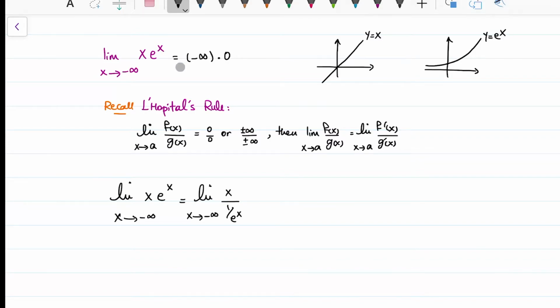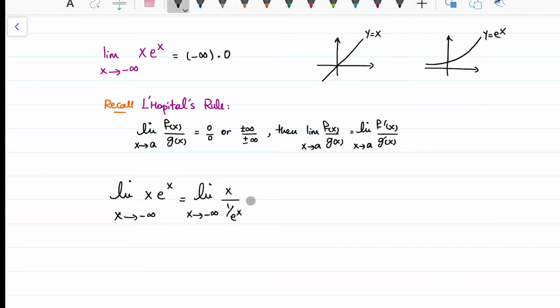So what did I do actually? I just brought e to the x to the denominator, and in that case I just flipped it. I wrote a fraction 1 over e to the x in here. Okay, so let me evaluate the limit right now. What do I get? I take the limit of the numerator x, as we did in here, which is just negative infinity, over 1 over e to the x.